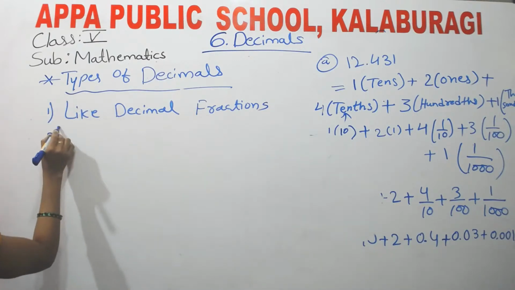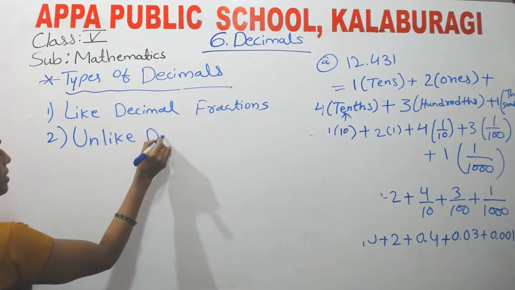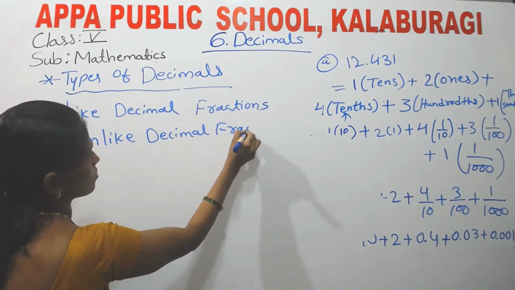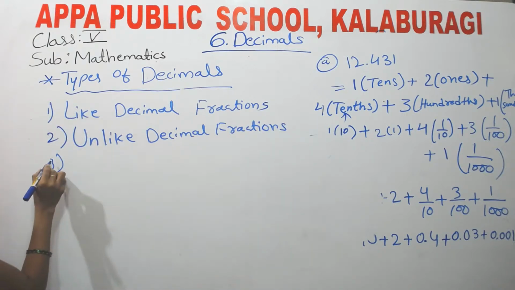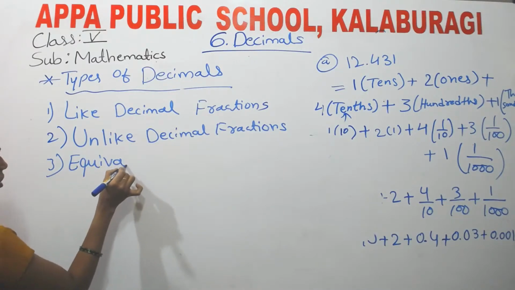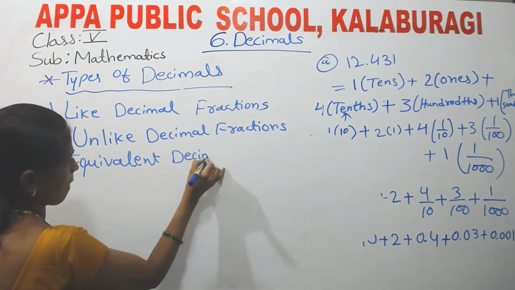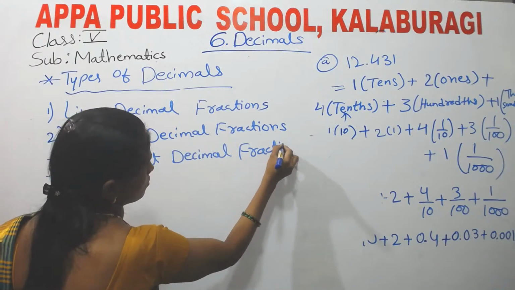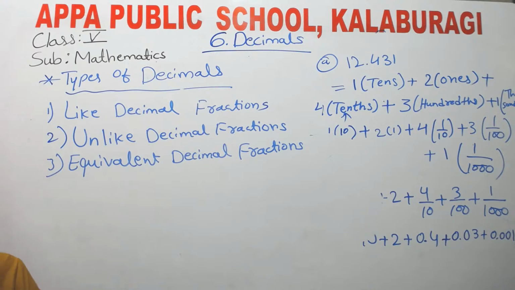Next, unlike decimal fractions. Third one, equivalent decimal fractions. Okay, let us see one by one.